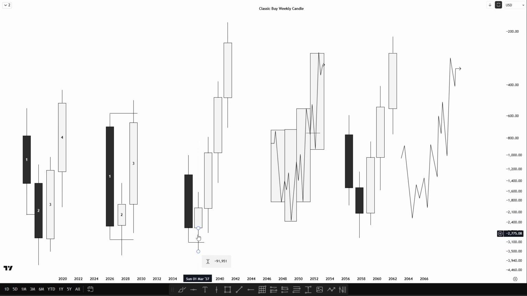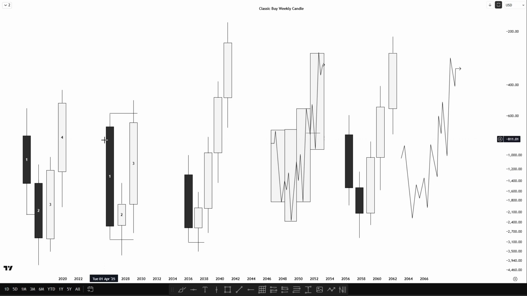So after Tuesday, the daily is aligned with the weekly. First of all, we start with the monthly by profiling the monthly candle using the weekly candles. Now we're going to profile a weekly using daily candles, and we're going to do the same thing for the daily using 4-hour candles.